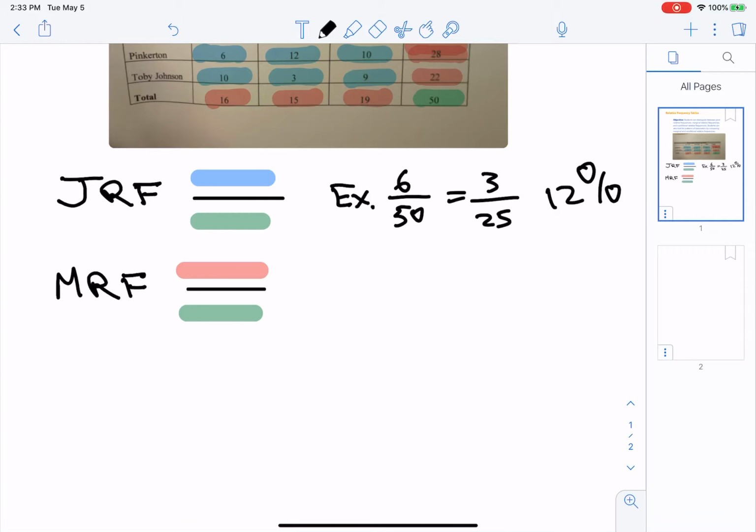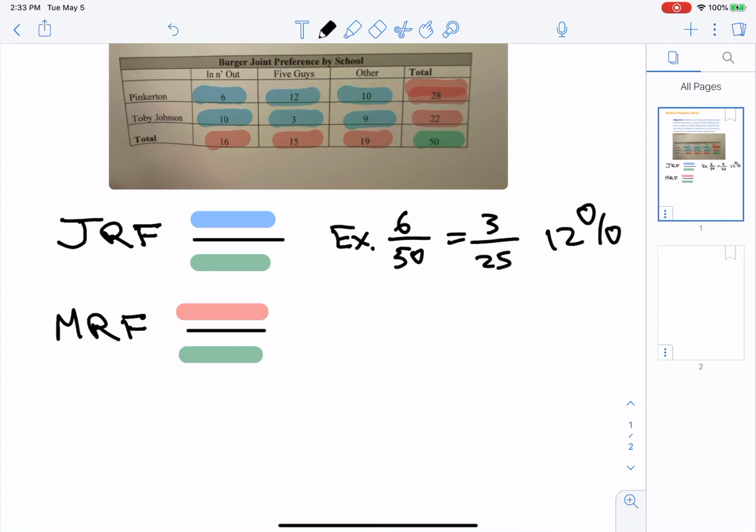An example of that could be people who prefer Five Guys. So here's our example. The number of people who prefer Five Guys across both schools, you'll see it right here, is 15, over the grand total of 50. We're going to want to reduce that too. 3 times 5 is 15, 10 times 5 is 50, so it's 3/10, or 30%.